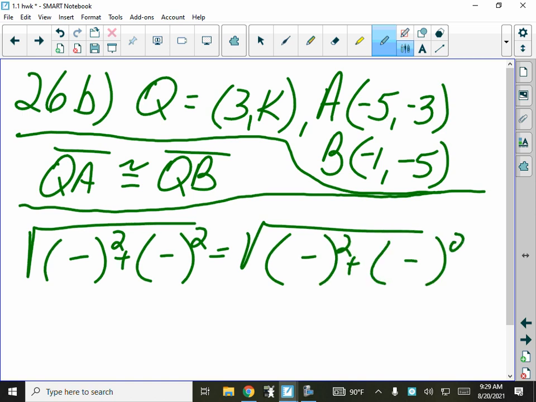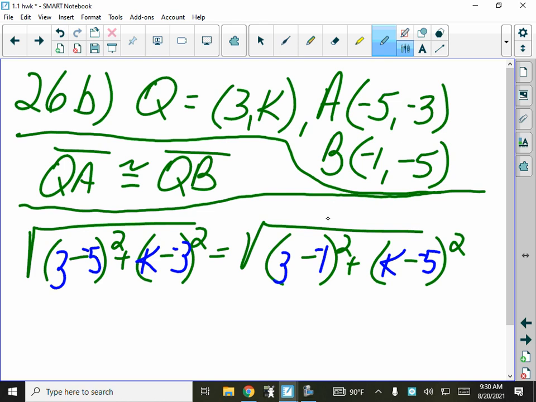You ready? So the left side will be QA. So I'm going to do 3 minus -5, and then k minus -3. Did anybody else follow that same pattern? Okay. And then QB would be 3 minus -1, and then k minus -5. Didn't do it that way. You did it backwards. It's okay.